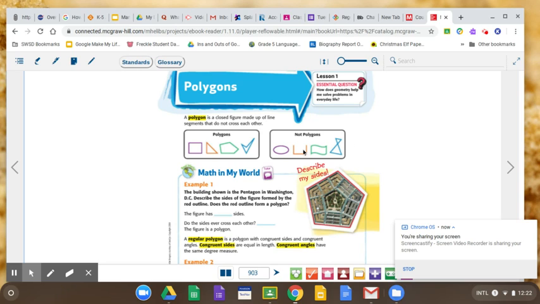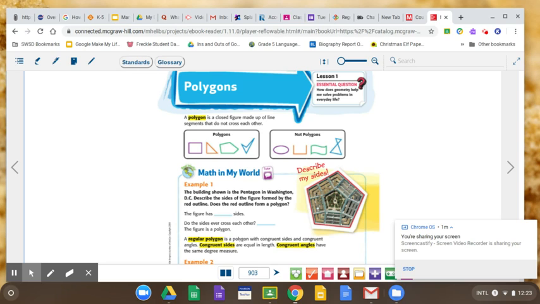So polygon should be a word that you heard before. The most important things are right here. It says it's a closed figure, so it has to be closed. So they're showing you this graph here. This is not closed, so that's why it's not considered a polygon, because there's an open space. It has to be made up of line segments. So that's why a circle would not be a polygon, because it's not made of line segments. All of these are made up of line segments, and they do not cross each other. So here's another example of not a polygon. So that's the first most important thing, what a polygon is.